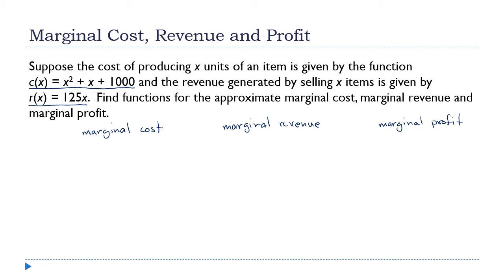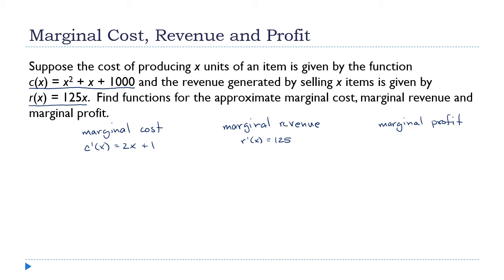Well, I have functions for the cost and revenue, so that's just a question of finding their derivatives. The marginal cost is the derivative of the cost function. That's 2x plus 1. The marginal revenue is the derivative of the revenue function, which is 125, and that kind of makes sense, right? If the price is constant, then the marginal revenue is going to be constant.